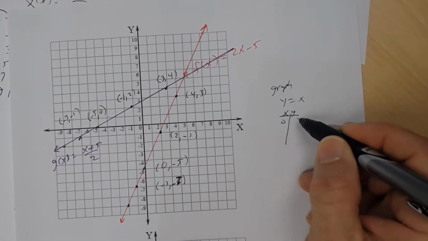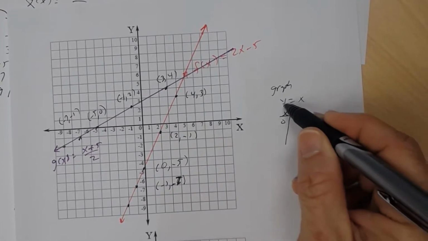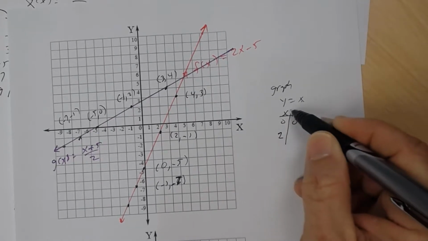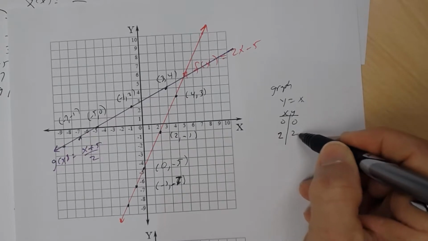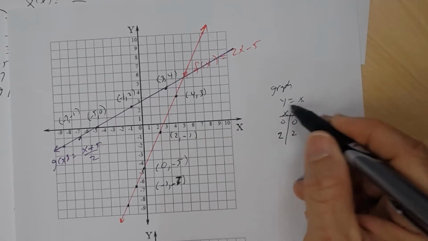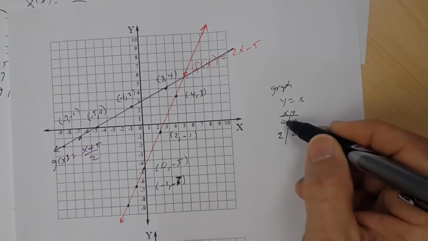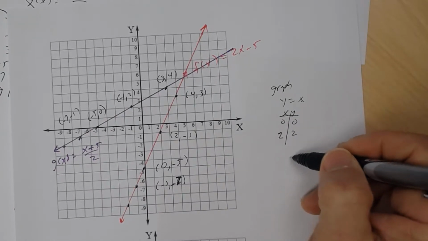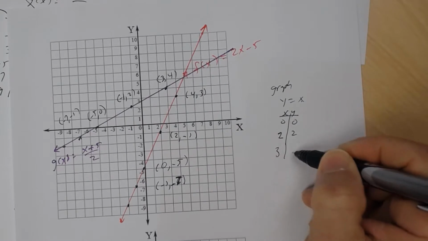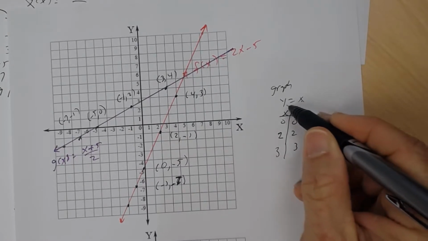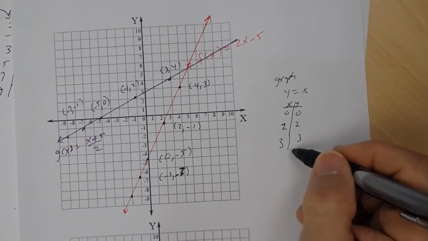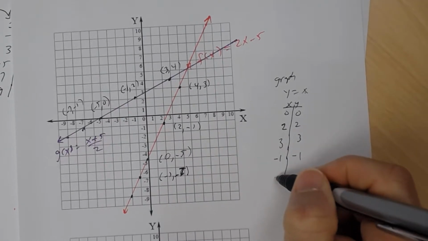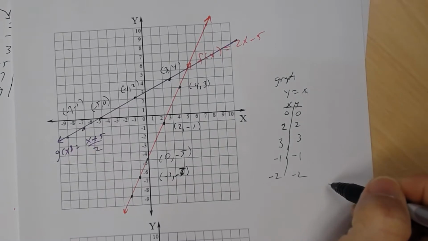If x is 0, then y is 0. If x is, let's say, 2, then y equals 2. So notice what that means. That means that y and x are always the same thing. So whatever values are in this x column, I'm going to get the same values in the y column. So if x is 3, y is 3. That's what it says. Y and x have to be the same number. If x is negative 1, y is negative 1. If x is negative 2, y is negative 2.